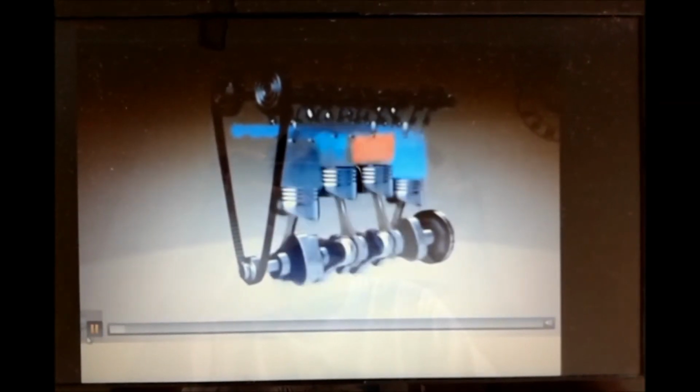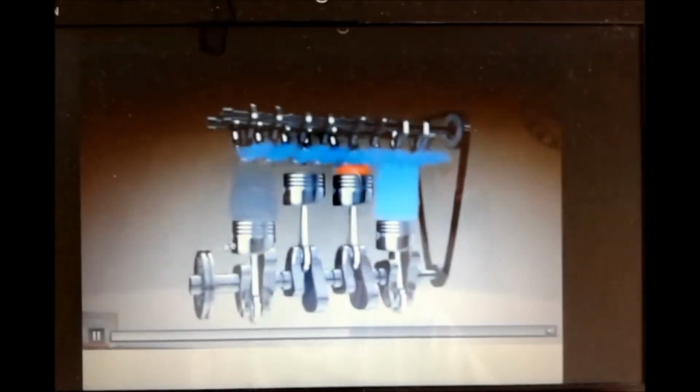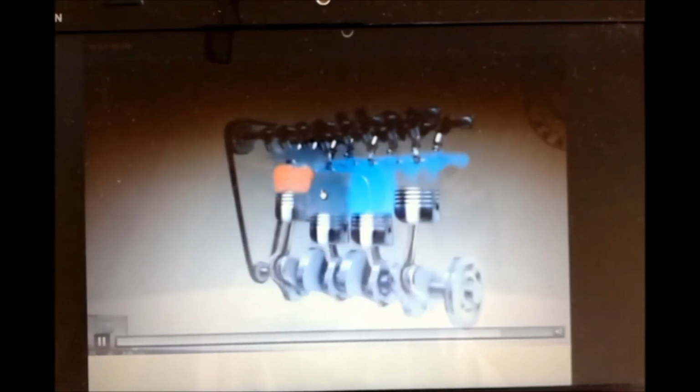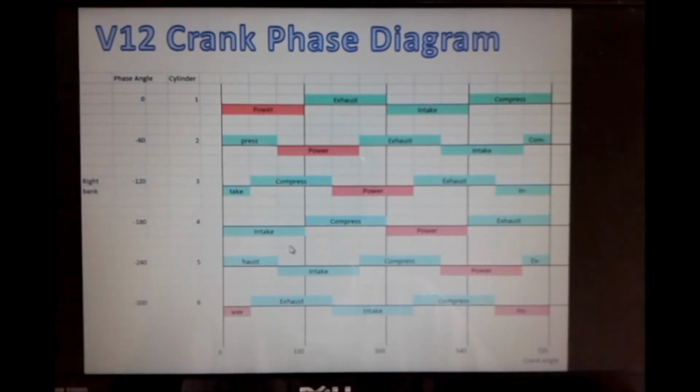Next, let's have a look at the video. Here, we can see that the power pulse is done at a time interval between each other, and it is running from one cylinder to another in a cycle. Next, let's look at the crank phase diagram of V12.